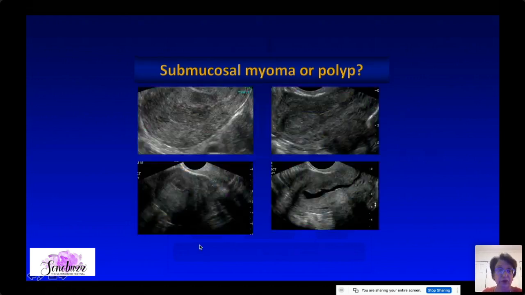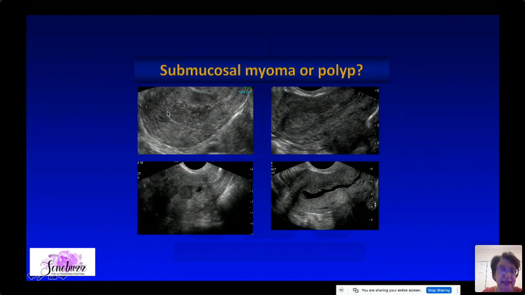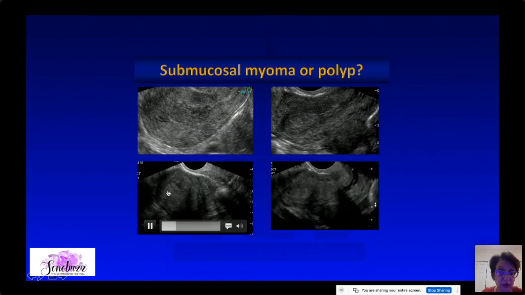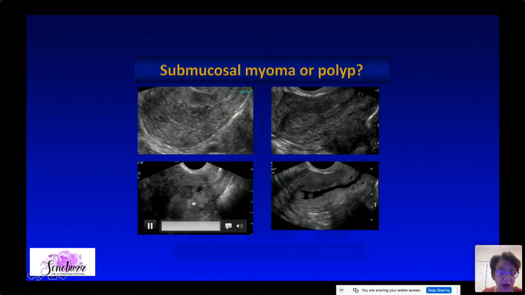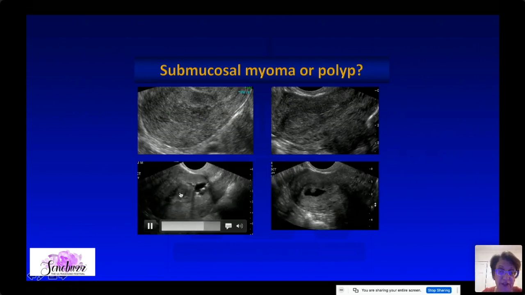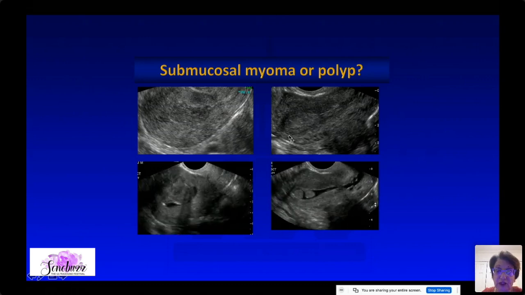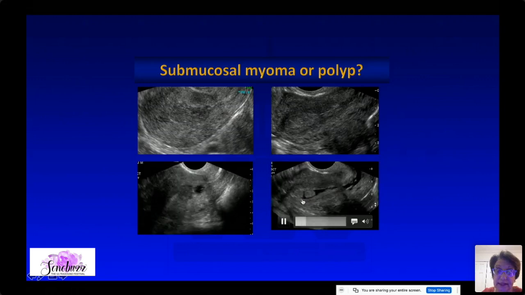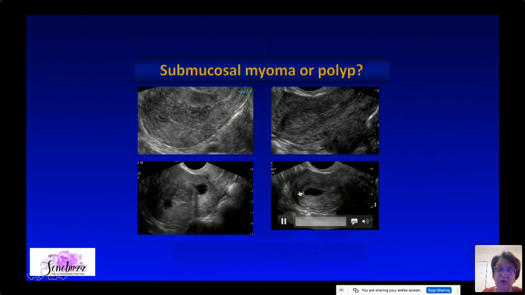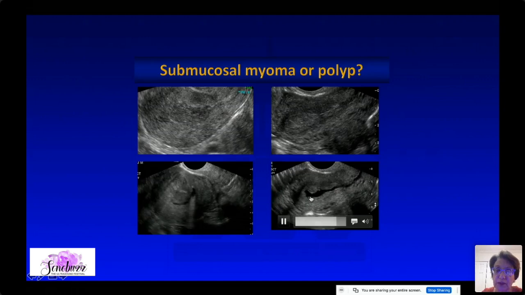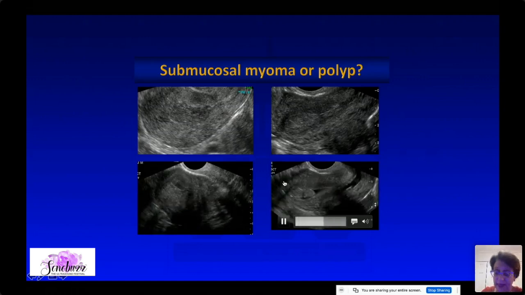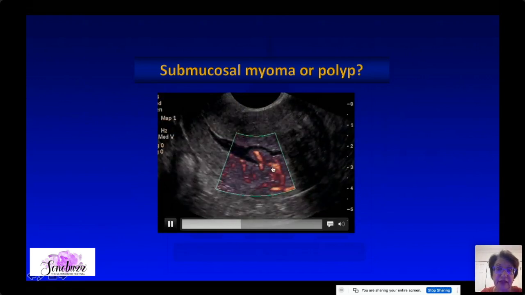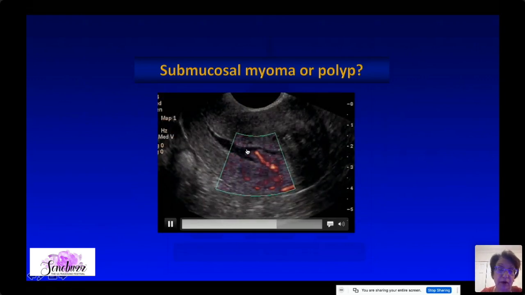So we have two examples. This is a leiomyoma, submucosal, and you can see it has a broad attachment. It's also hypoechoic with some areas of shadowing, versus this lesion here. And when you do the saline infusion, you can clearly see that it has a relatively narrow attachment. There are actually multiple polyps. And if you put color, you can see that there is a feeding vessel in the endometrial polyp. That's also pretty characteristic.